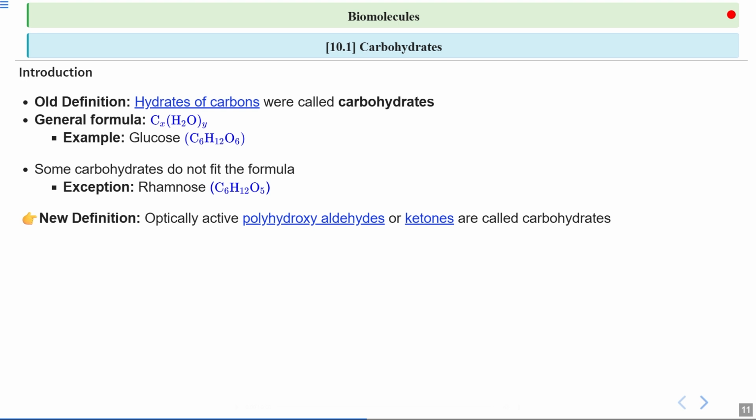So now carbohydrates are defined as optically active polyhydroxy aldehydes or ketones. This means they are molecules with several hydroxyl groups that can have either an aldehyde or ketone group, and they can rotate plane polarized light, so they are optically active. This is the new definition which you need to remember. Polyhydroxy means several OH groups. Aldehydes or ketones are called carbohydrates.